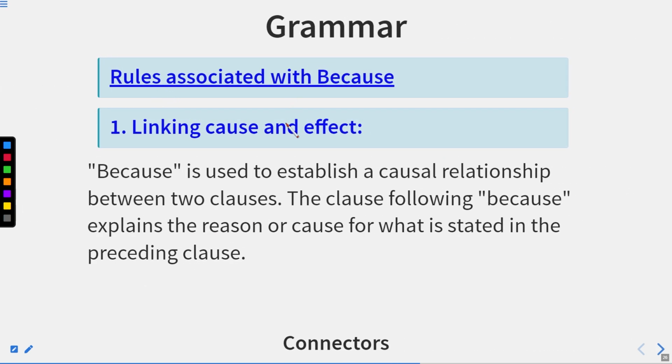Now, rules associated with because. First, we have linking cause and effect. Because is used to establish a causal relationship between two clauses. The clause following because explains the reason.